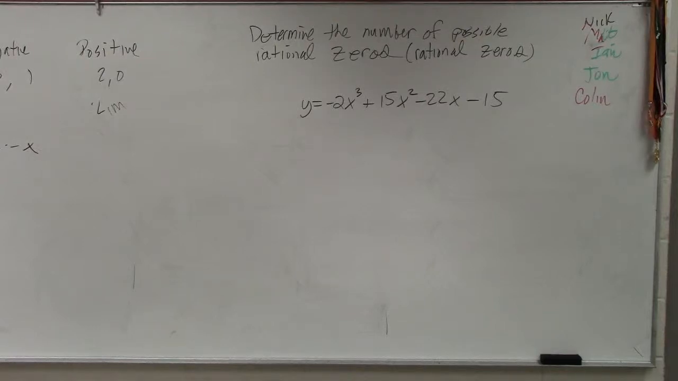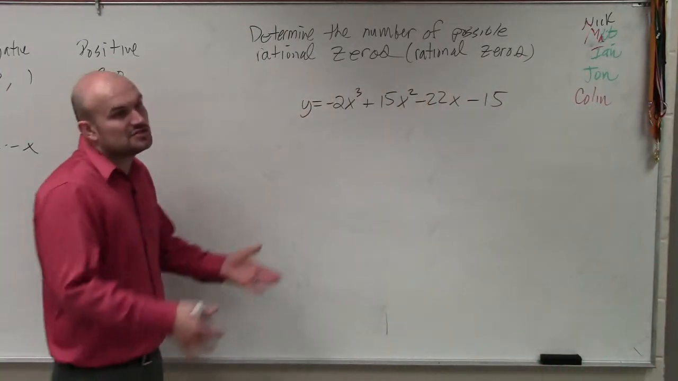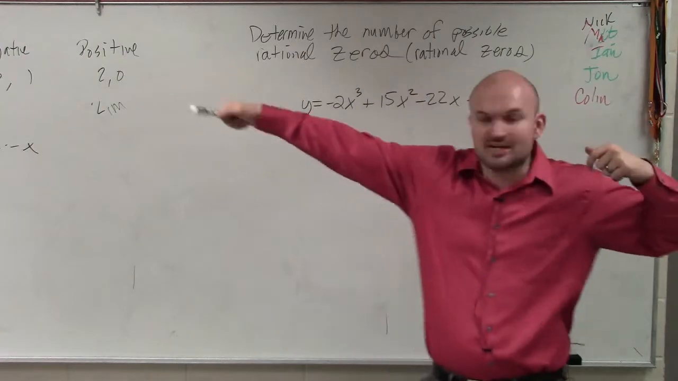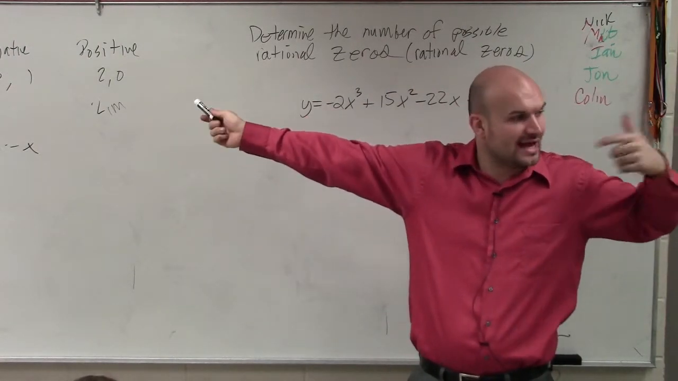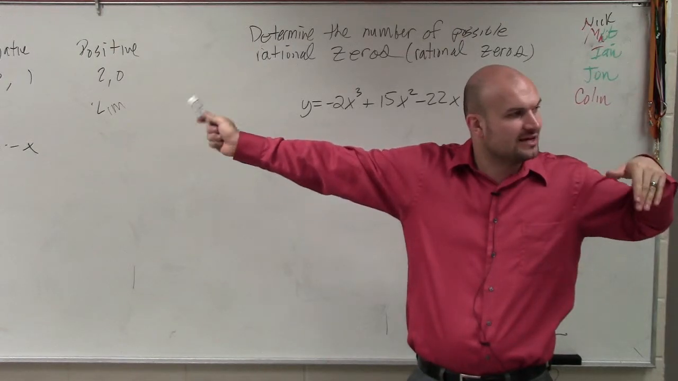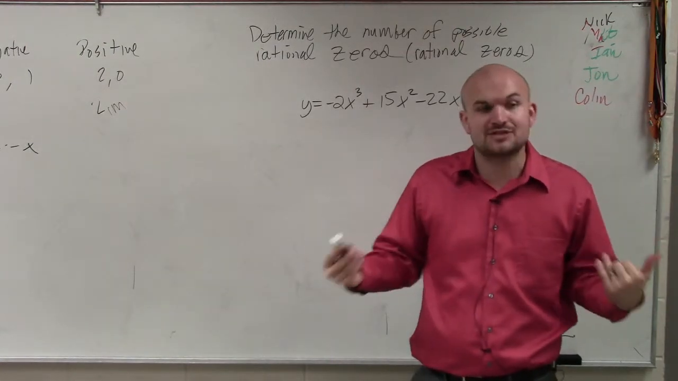So on Descartes' rule on the determinant number of possible rational zeros, basically what we need to be able to do in this case is, so last time this tells us what the number of real and positive and negative zeros are, right? Well, now we're just looking for what are the rational zeros.